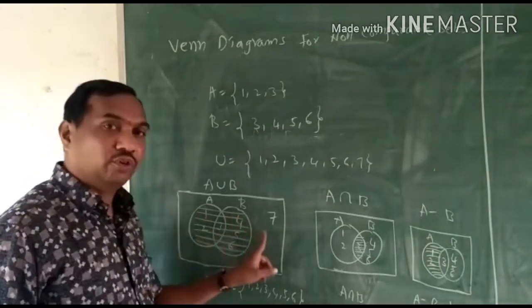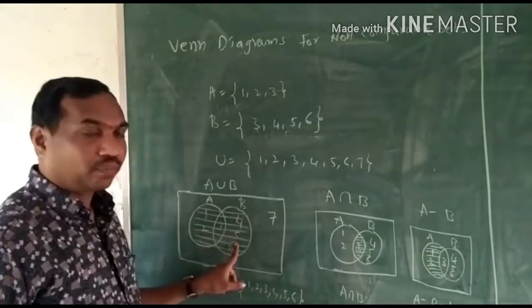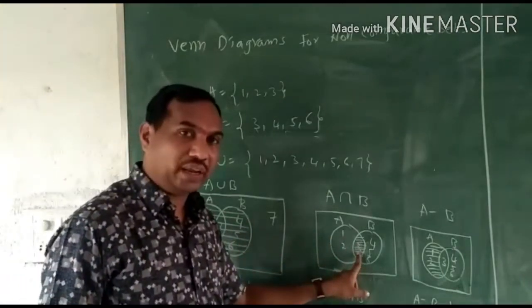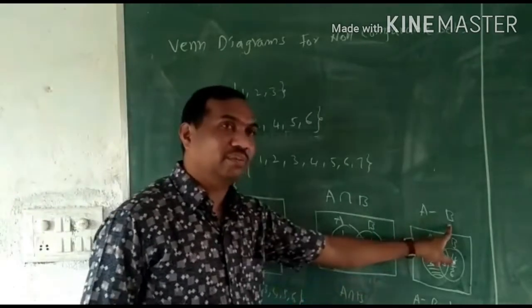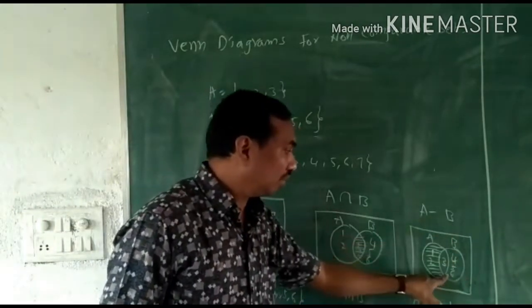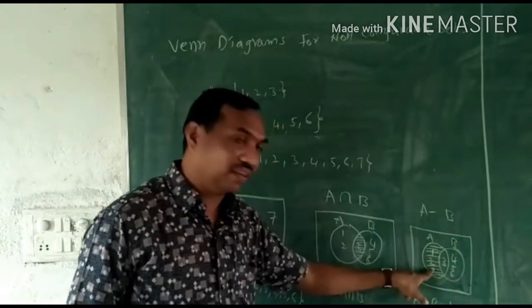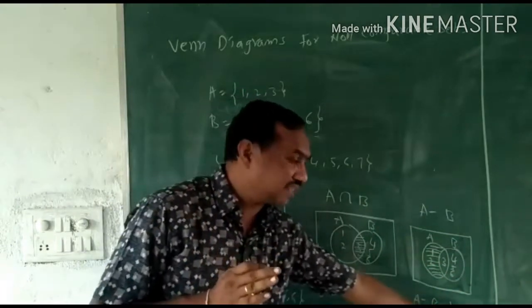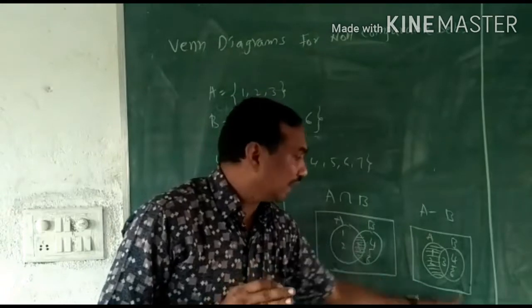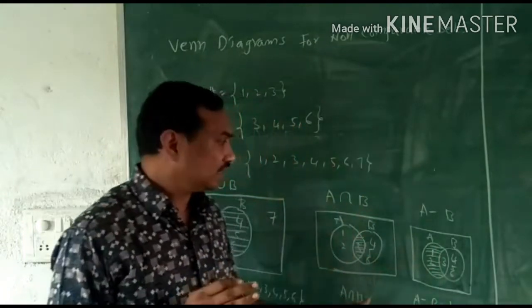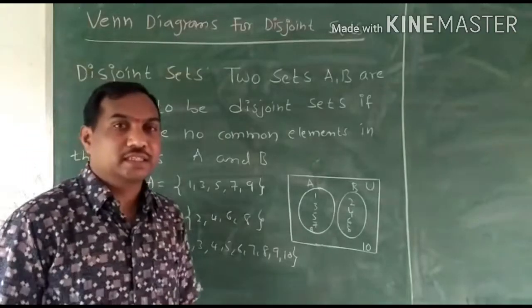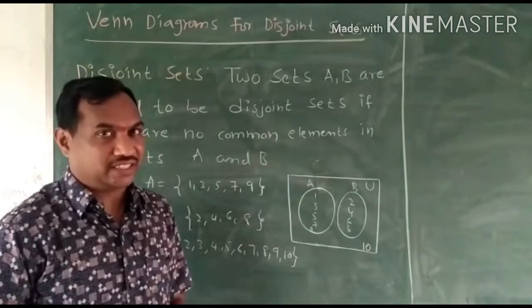Union means we need to shade all the area. Intersection means we need to shade only the common area. A minus B means we need to leave out the B set completely. Only where the A minus B elements are present, 1, 2, at that place we need to shade. This is A minus B.